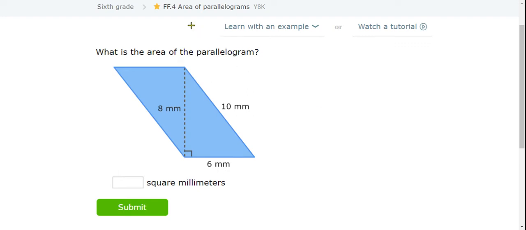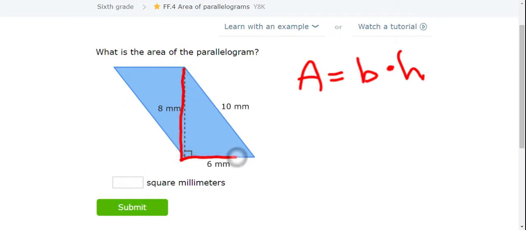Okay, this is Mr. Elmhorst with a quick help video on area of parallelograms, triangles, and trapezoids. So we're going to focus on the area formula where you are multiplying base times height. Now, the base and the height are going to be perpendicular lines, which means 90 degrees or a right angle.